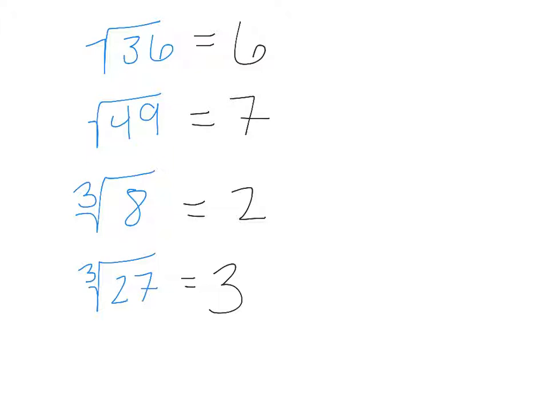Honestly, you should have 1 squared through 12 squared memorized, and then 1 cubed through 5 cubed memorized. Those are the most common ones that you are going to be seeing.